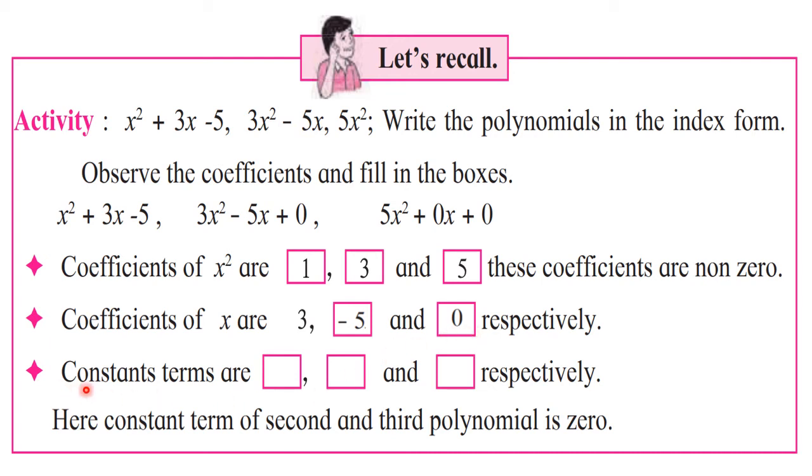Finally they have asked for the constant terms. The constant terms are minus 5, 0 and 0. The constant terms of the second and third polynomials are 0. You can observe that in both places it is 0, because the constant term was missing, so we wrote it as 0. In this way you can understand the coefficients here. Let us go further now.